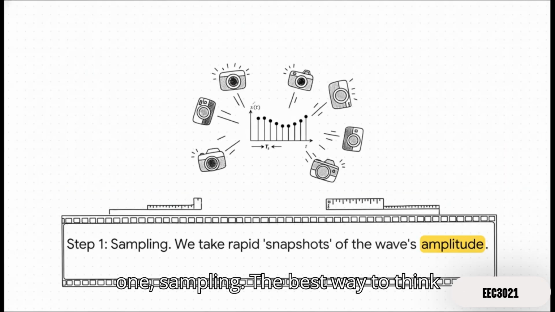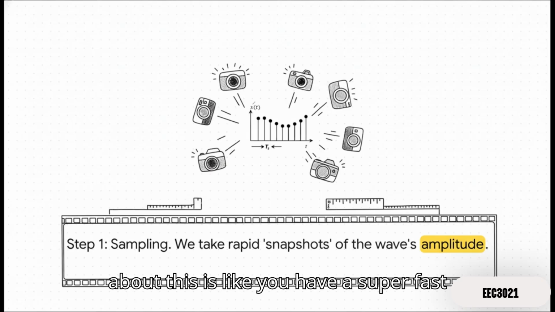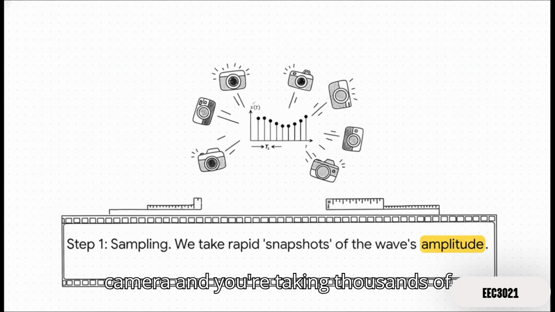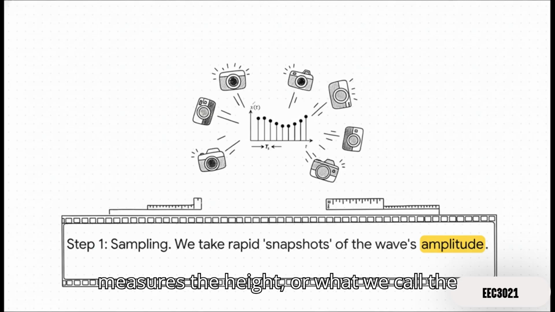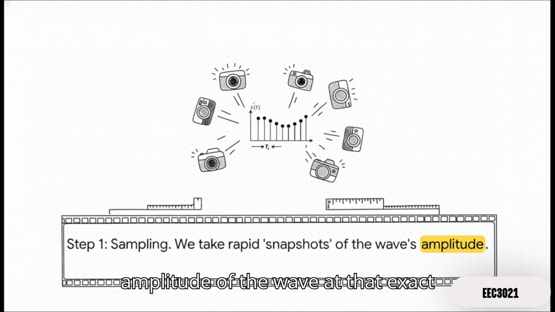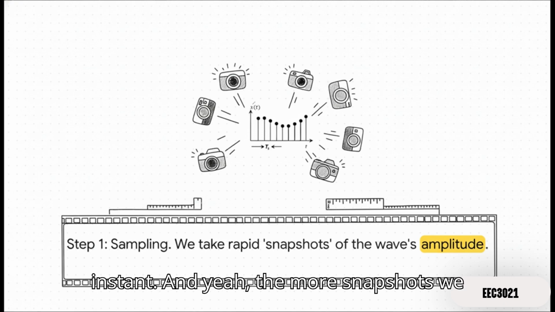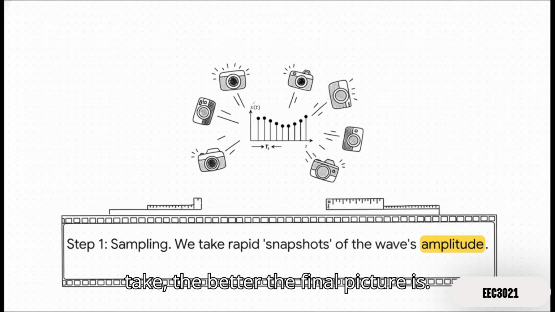All right, step 1, sampling. The best way to think about this is like you have a super fast camera and you're taking thousands of snapshots of that analog wave every single second. Each snapshot just measures the height, or what we call the amplitude of the wave at that exact instant. And yeah, the more snapshots we take, the better the final picture is.